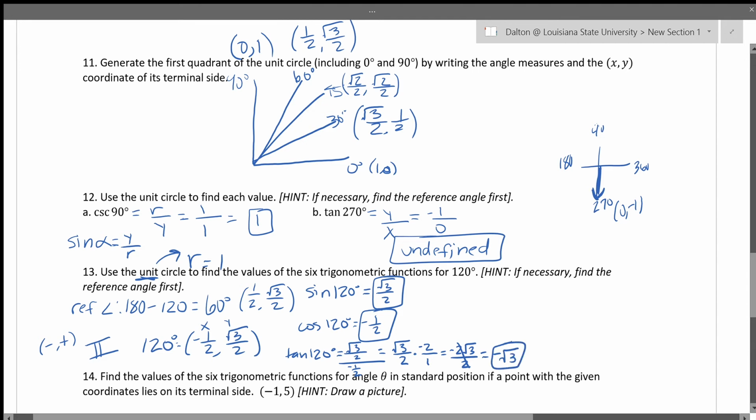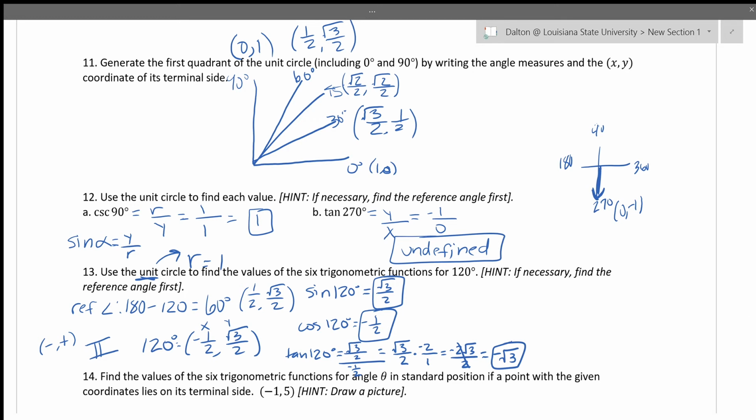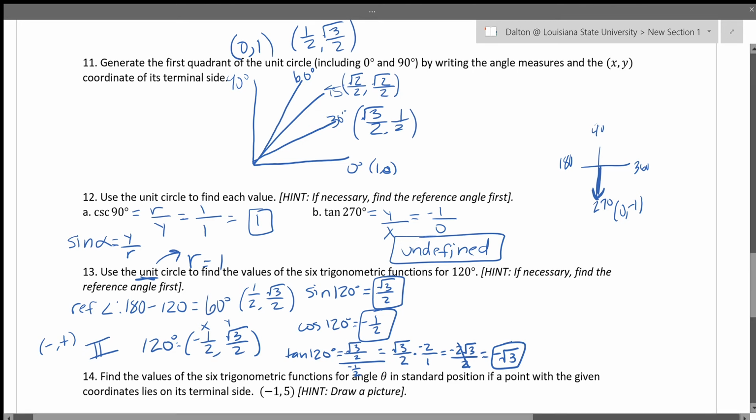So there's the sine, cosine, and tangent. To find the other three, we're just going to take the reciprocals of these three. So the cosecant of 120 is going to be 2 over the square root of 3, but we need to go ahead and rationalize that by multiplying by the square root of 3 over itself. So then we get 2 square roots of 3 over 3. Cosine is paired with secant. So the secant of 120 degrees is going to be the reciprocal of negative 1/2, which is negative 2 over 1, which is just negative 2.